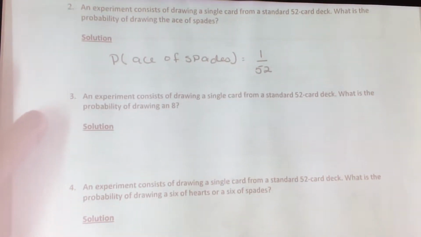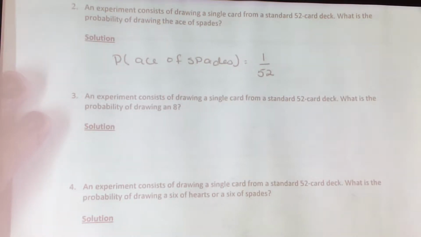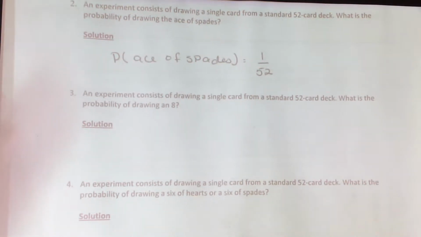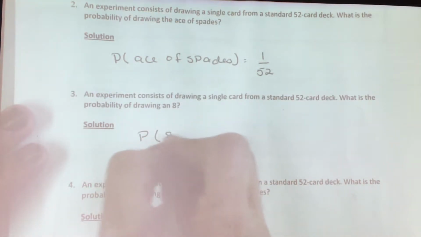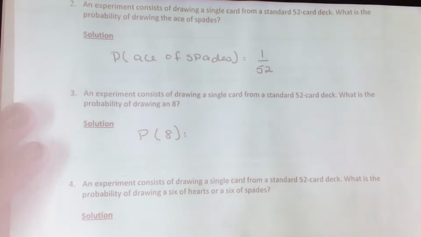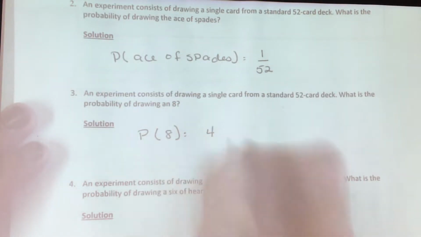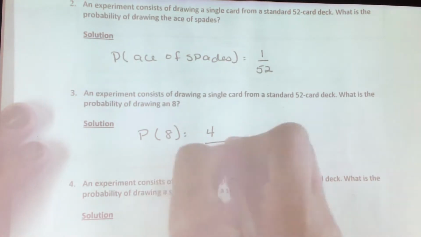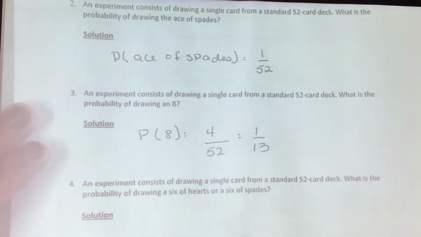Number 3, an experiment consists of drawing a single card from a standard 52 card deck. What is the probability of drawing an 8? Here you have 4 8s in a standard deck. So 4 out of 52, which is 1 out of 13.